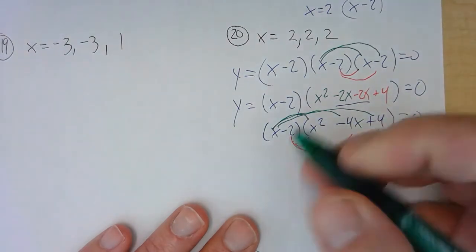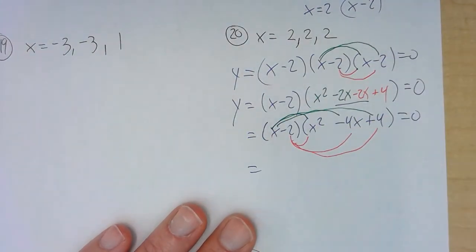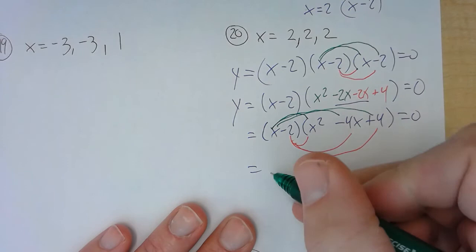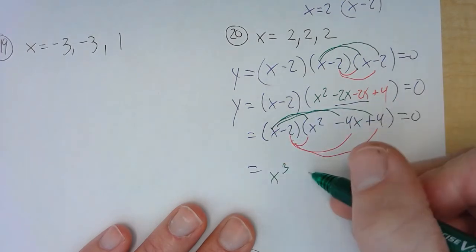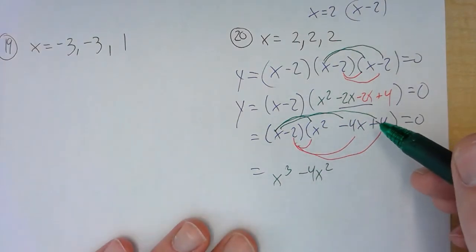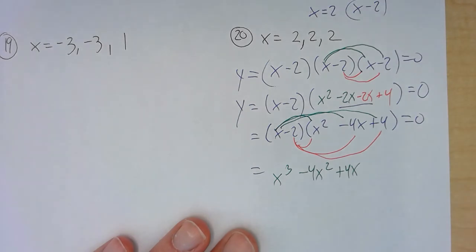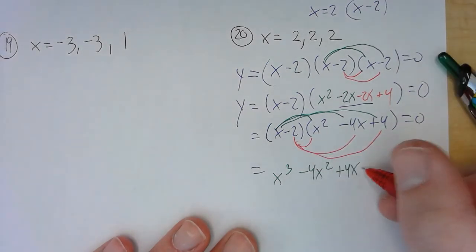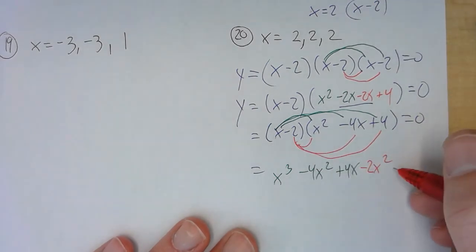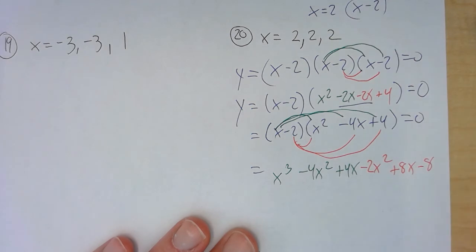So green is first. Let me put my equal sign here, equal sign there. Green first. X times this is x cubed. X times this is minus 4x squared. X times this is plus 4x. Now red. This times this is minus 2x squared. This times this is plus 8x. This times this is minus 8. All right, so there's all that.